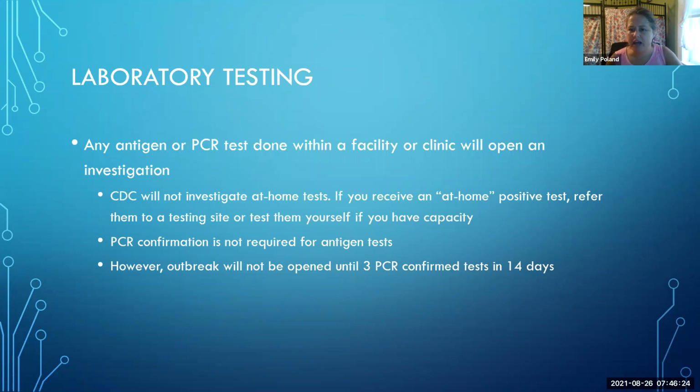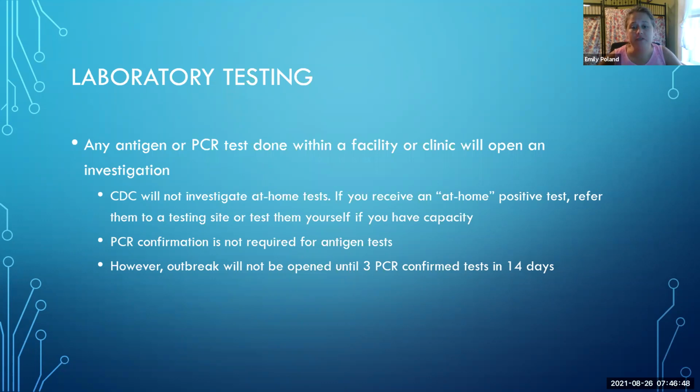If you receive an at-home test, if a family tells you that they tested positive with an at-home test, refer them to a testing site, or if you're able, go ahead and test them at the school if you have capacity to do that. That's the only way they're going to have a case opened, and the only way we can officially put people in quarantine who are close contacts.